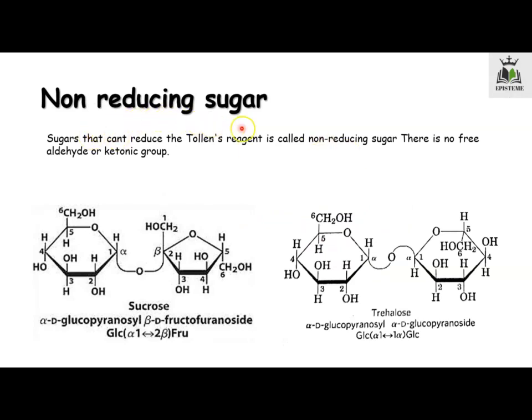Similarly, we have the non-reducing sugar, which is the opposite of reducing sugar. Here both the anomeric carbons are contributing in the formation of the disaccharide, like sucrose and trehalose. Here see the carbon number 1 here and this one, and here also the carbon number 1 and this carbon number 1, both of them are contributing in the formation of the glycosidic bond, and none of them have the free anomeric carbon. So as a result, the reduction of Tollens reagent is not possible, and so they are non-reducing sugar.